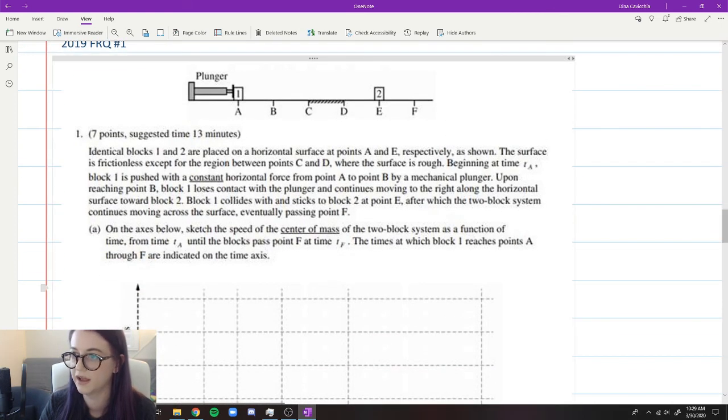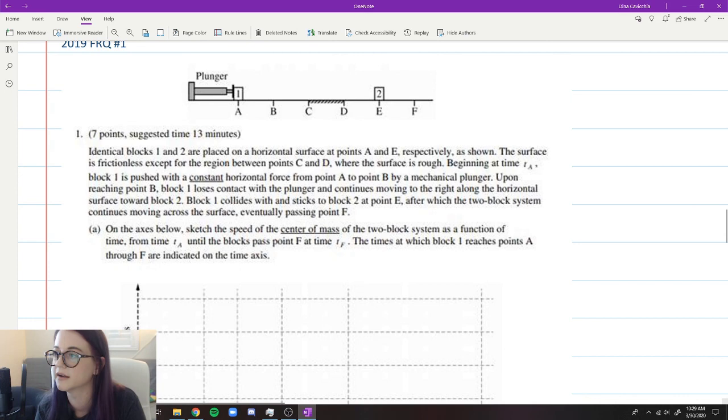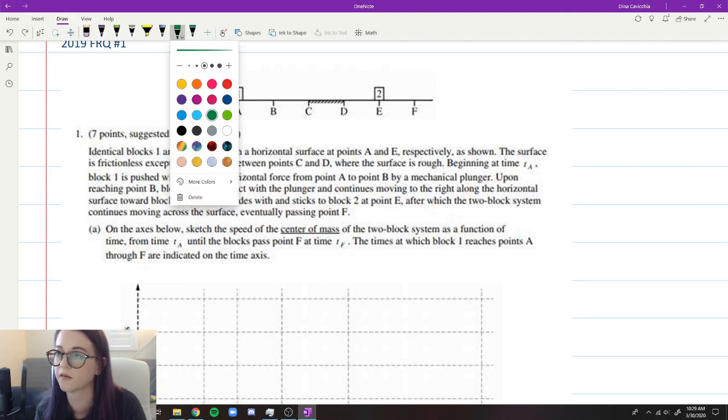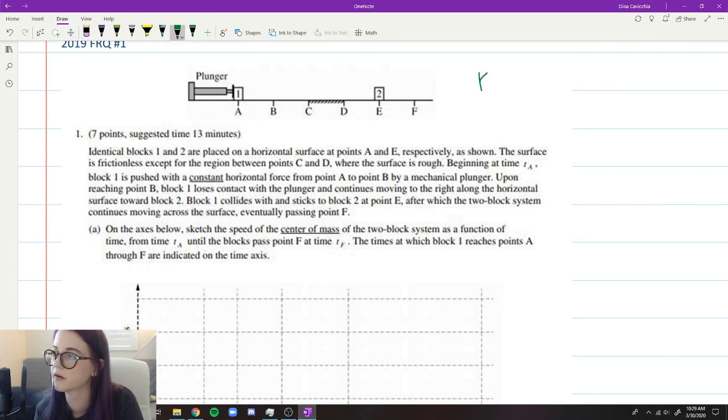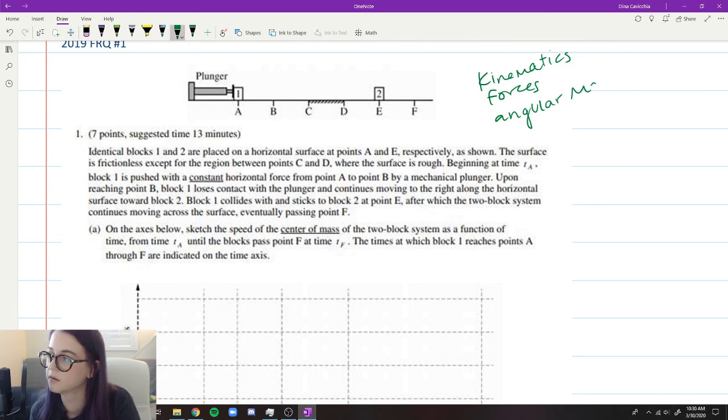Alright, here we have a kind of kinematics. Let me make my pen smaller since I zoomed in. Kinematics, forces, and then it's going to throw in a little bit of angular momentum at the end. So this is a good indication of the type of questions you'll see.